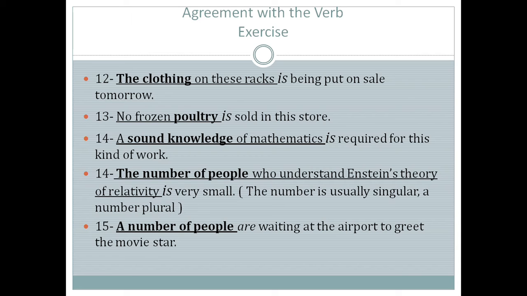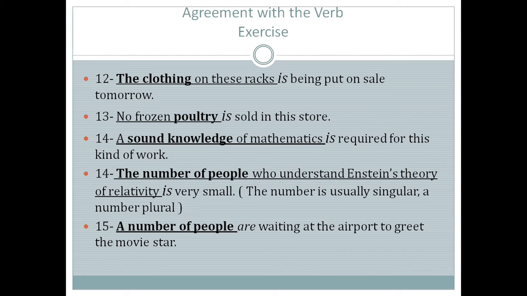Number 12. No frozen poultry is sold in this store. No frozen poultry is the subject. The word that agrees with the verb is poultry. Poultry is an uncountable noun that agrees with verb is. Uncountable nouns take a singular verb. Number 14, a sound knowledge of mathematics is required for this kind of work. So a sound knowledge of mathematics is the entire subject. A sound knowledge is the word that agrees with verb is. Knowledge is an uncountable noun, so it takes a singular verb is.